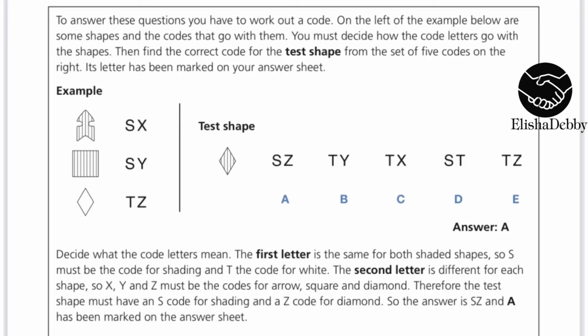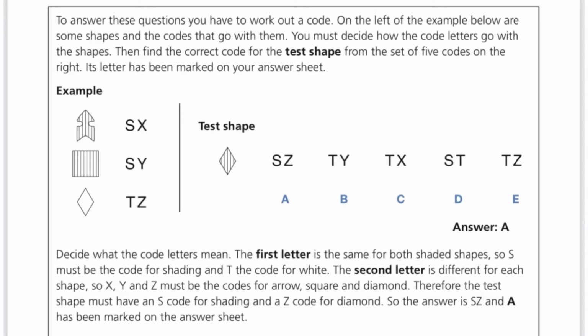To answer these questions, you have to work out a code. On the left of the example below are some shapes and the codes that go with them. You must decide how the code letters go with the shapes. Then find the correct code for the test shape from the set of 5 codes on the right. Its letter has been marked on your answer sheet.